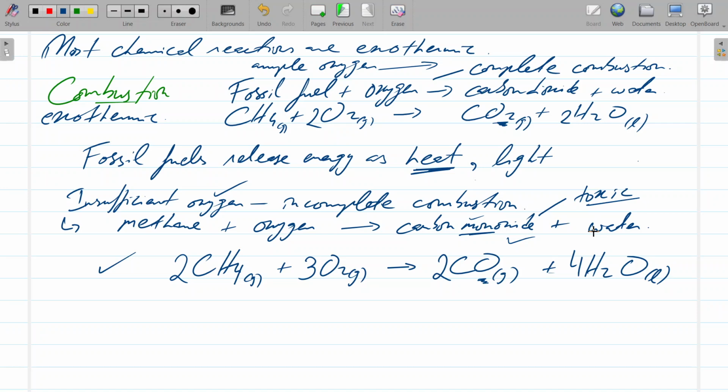Now, what you can do is you can show the changes taking place in a reaction by drawing a reaction pathway diagram.